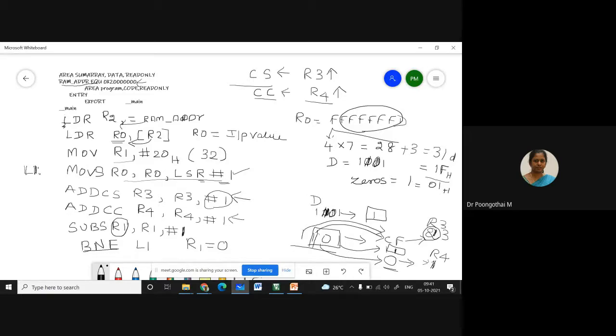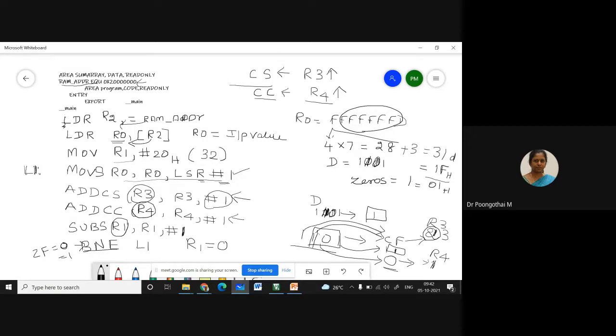When the count register value becomes 0, the condition is false because we are using branch not equal. Here the zero flag being 0 means the condition is true. If it is 1, the condition is false. So it will exit out of the loop, and after that you have to store your R3 and R4 in a particular memory location. The results will be held by R3 and R4. Your R3 holds the number of ones and R4 holds the number of zeros.